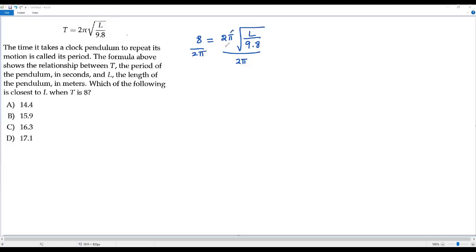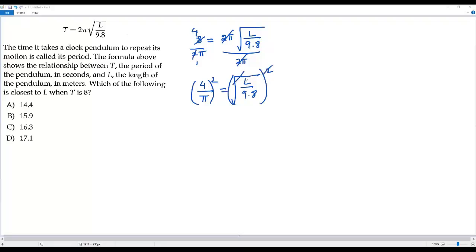Here, this 2 will cancel out. 2 goes into 2 one time, 2 goes into 8 four times. So I get 4 over π equals the square root of L over 9.8. Now let's get rid of this square root. For that, we have to square both sides.